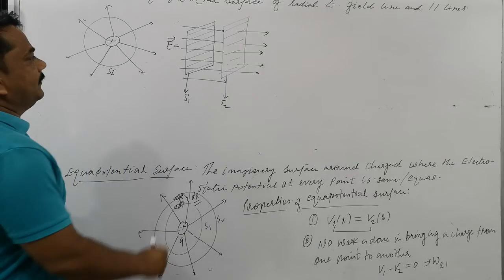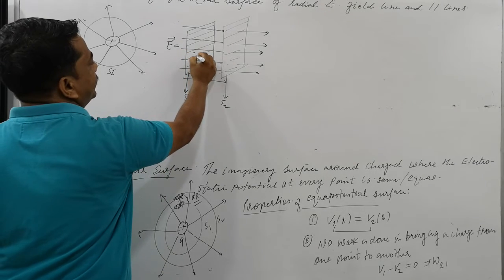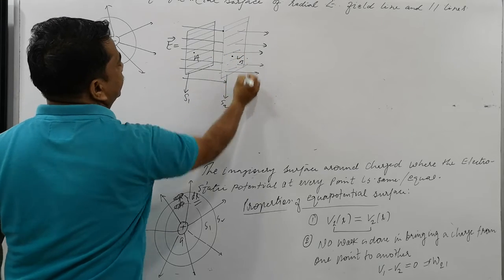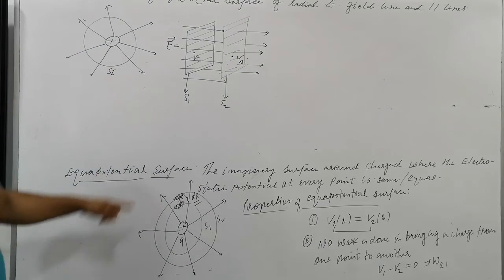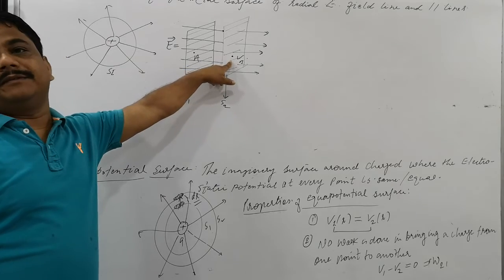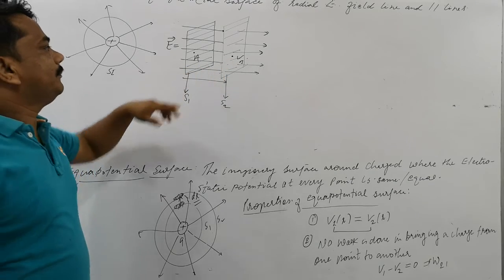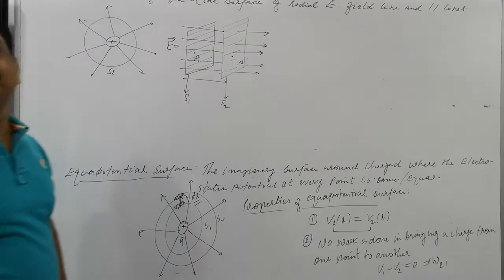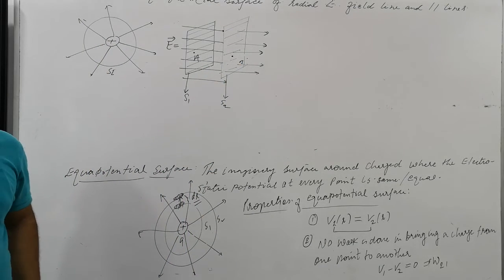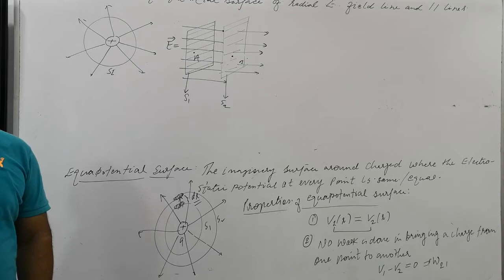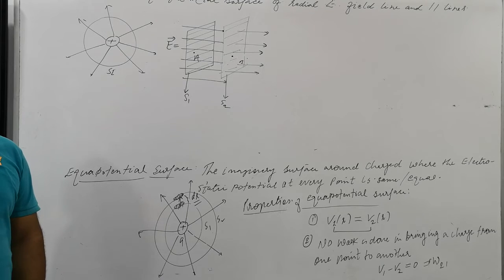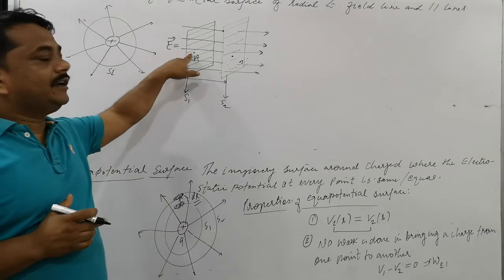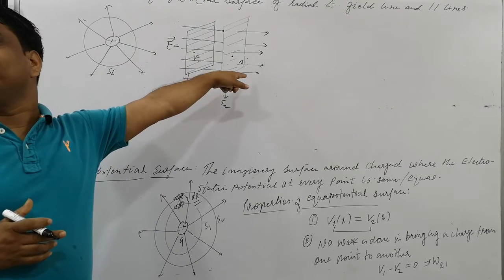So tell me, if we take a point here, point A, and here we take point B. Point A we have taken and point B we have taken. Right now, at which point will the potential be more? At point A or at point B? Point A. The more you go away from the positive, and the electric field is always directed away from the positive. So the potential at A will be more than the potential at B.